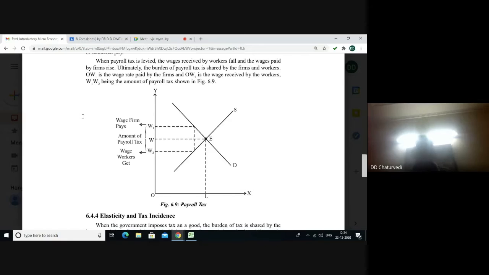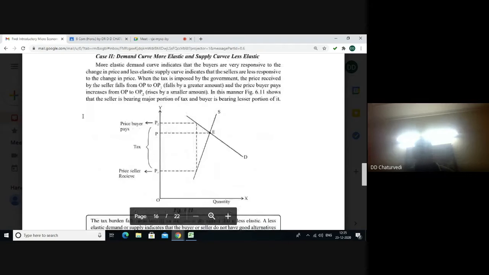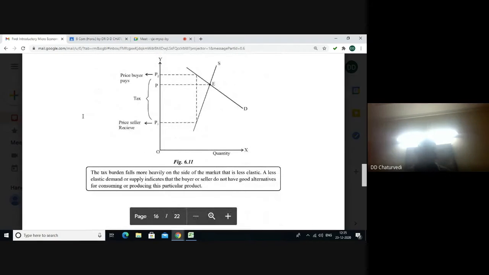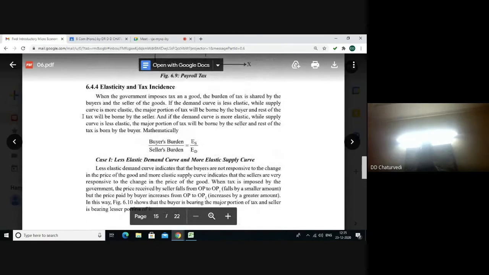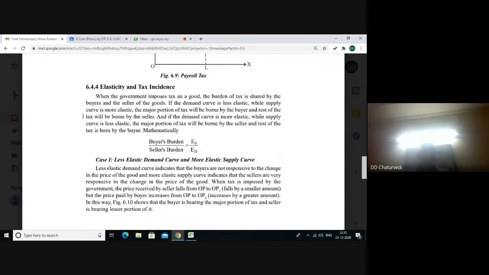So it is clear from this figure that with imposition of this payroll tax by the government, the burden is shared between the buyers, and buyers means the buyers of the services of the worker, which is the employer, and workers who sell their services to the employer. Now, we will explain the relationship between elasticity and tax incidence. There is an important relationship between elasticity of demand, elasticity of supply, buyer's burden, and seller's burden.